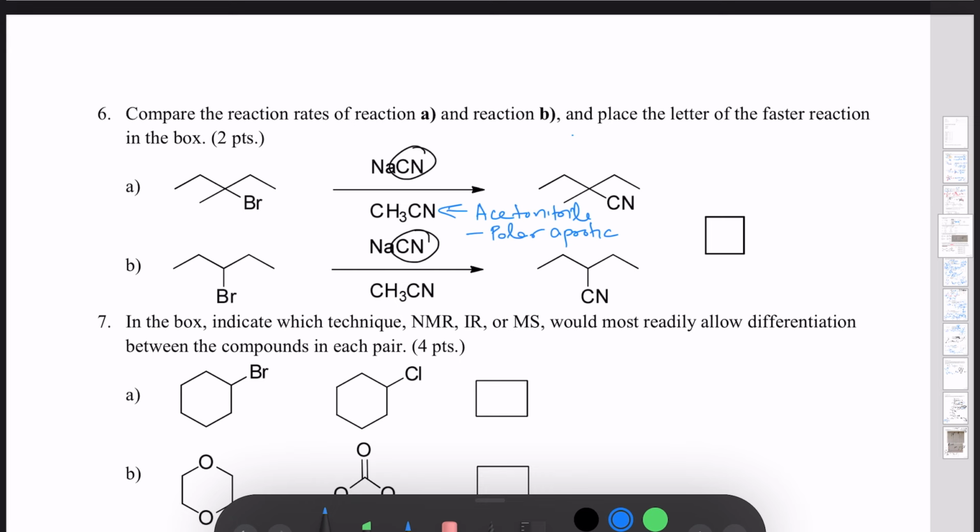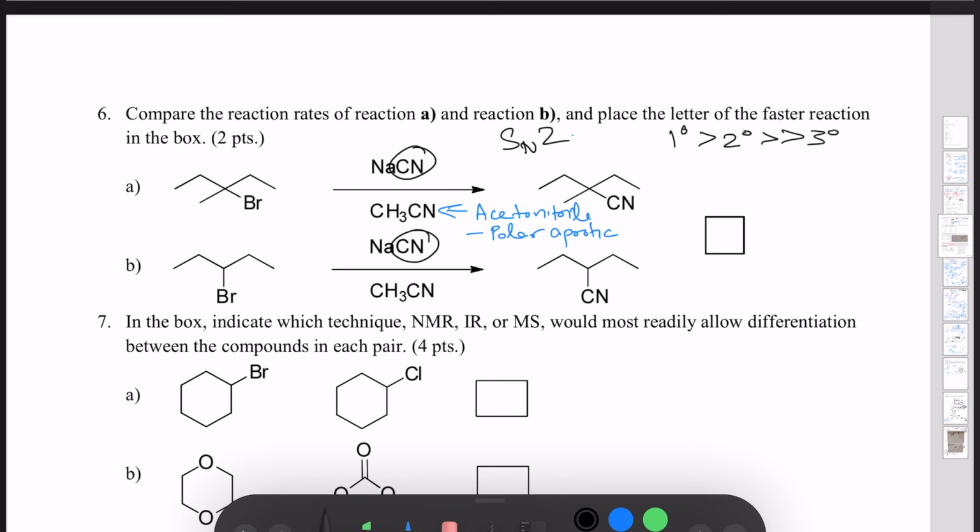And the fact that we have a good nucleophile, the nitrile anion, and acetonitrile, a polar aprotic solvent, should give you the idea that we're actually dealing with SN2 reactions. So SN2 reactions. And when it comes to SN2 reactions and their reactivity, we know that these reactions very much favor a primary alkyl halide as compared to a secondary alkyl halide, and it reacts with the secondary halide much better than a tertiary halide.